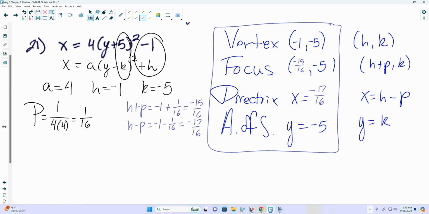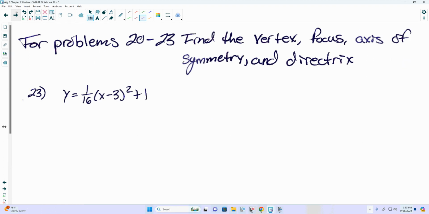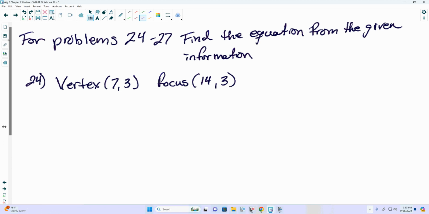Questions on 21, on how we found A, H, and K and took A and found P? We good with these here? Yes? All right. The next one.